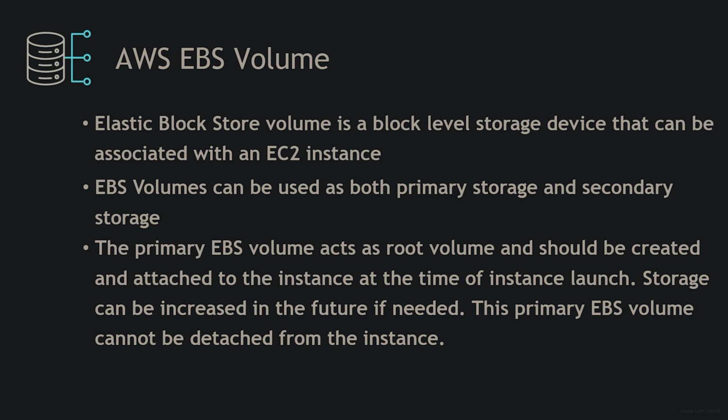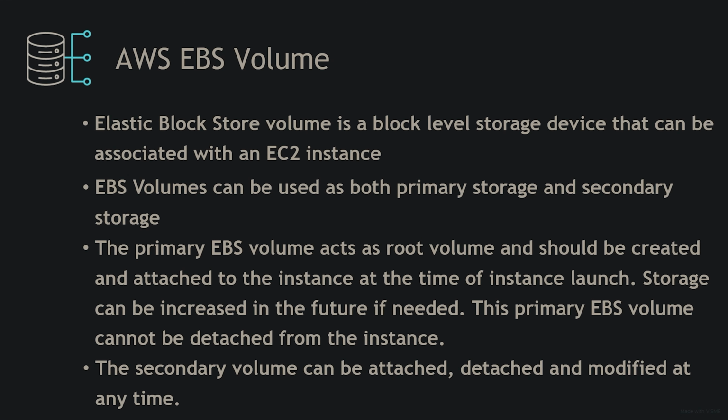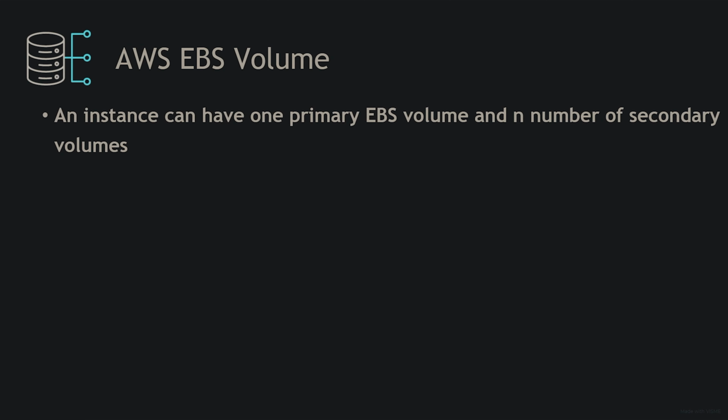And this primary EBS volume cannot be detached from the instance, because that is your primary storage for that particular EC2 instance. The secondary volume can be attached, detached and modified at any time. An instance can have one primary EBS volume and a number of secondary volumes. That means you can have only one root volume, which is your primary EBS, and n number of secondary volumes that you can attach.